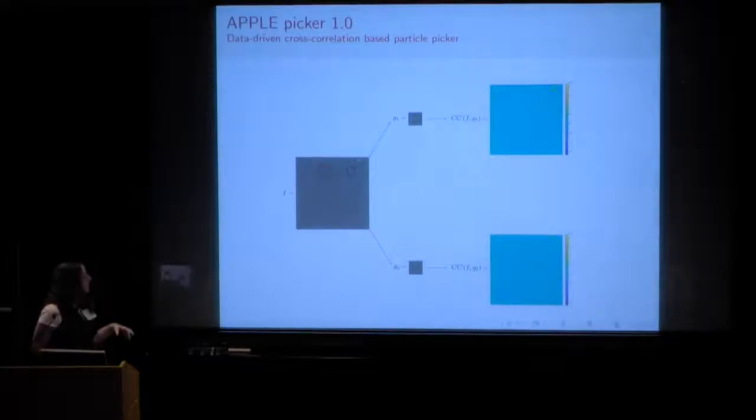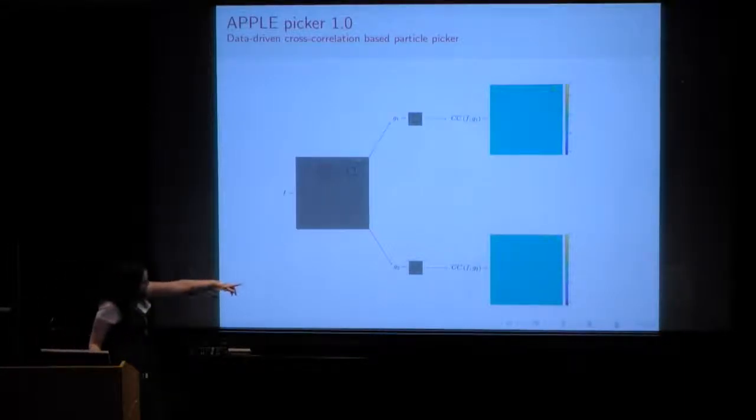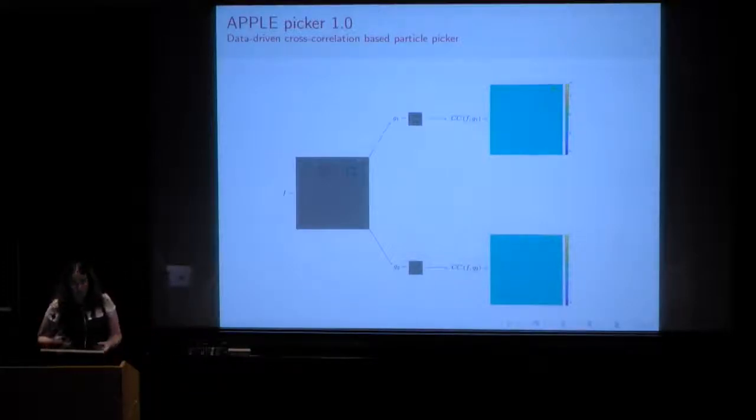Because if we cross-correlate the micrograph with a window of noise, which is what we did here on the bottom, we don't actually see any peaks. Okay, because the noise isn't going to fit any pattern better. It's not going to fit noise better. It's not going to fit the particle better.